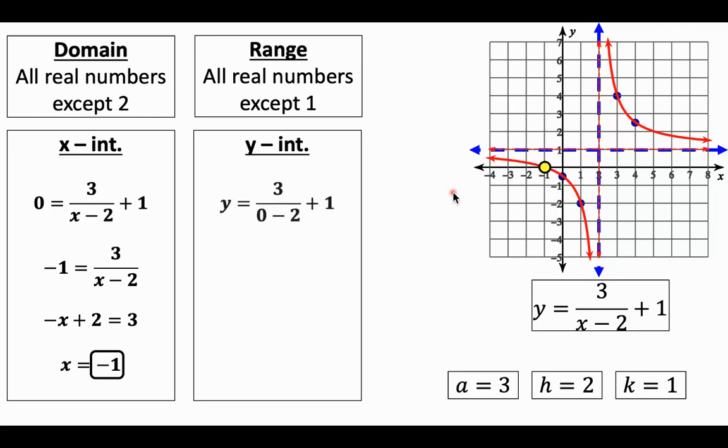Y-intercept, same thing, but instead of plugging 0 in for y, we're plugging a 0 in for x, and then we just evaluate this right side. So you get 0 minus 2 is a -2. 3 divided by -2 plus 1 will be -0.5. And then if we take a look at our graph, the y-intercept is where our graph crosses the y-axis, which is about right here. We actually already had a point there. If we pulled back up the table, we would see that it was in there already.